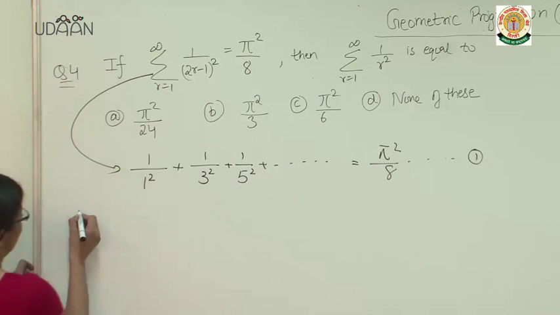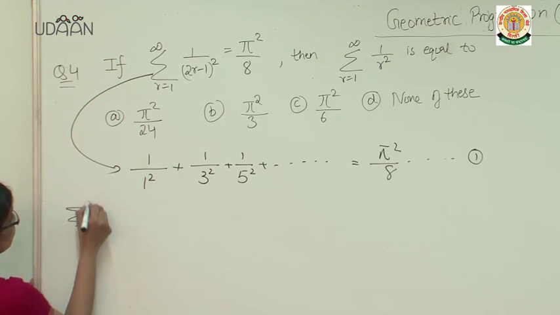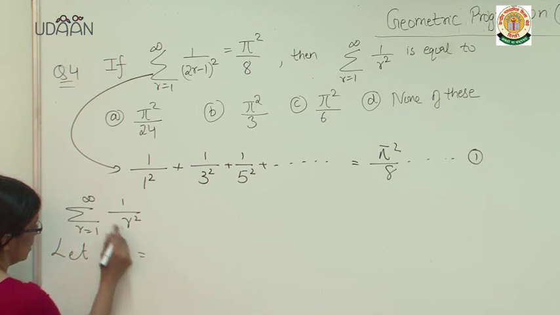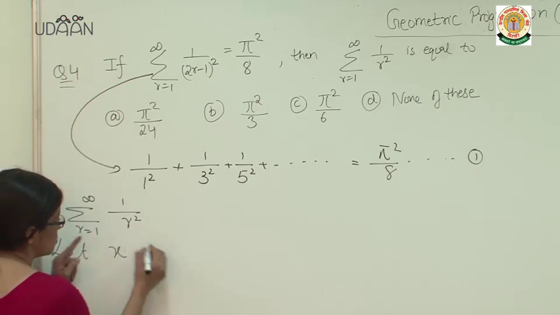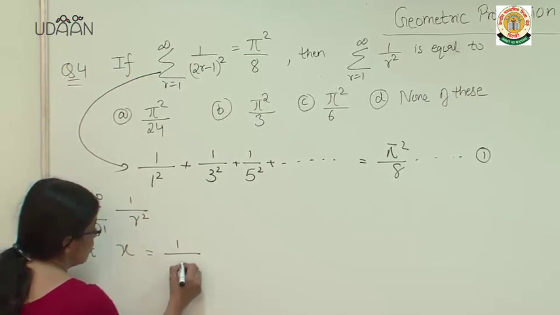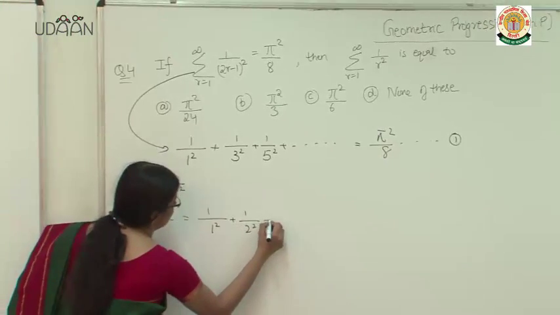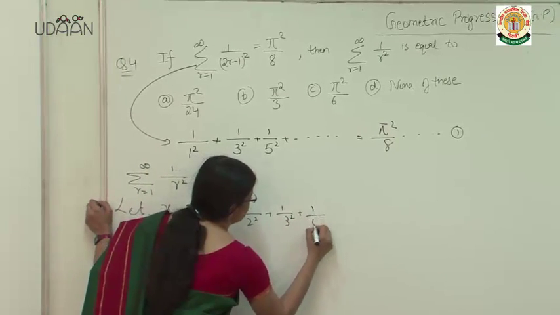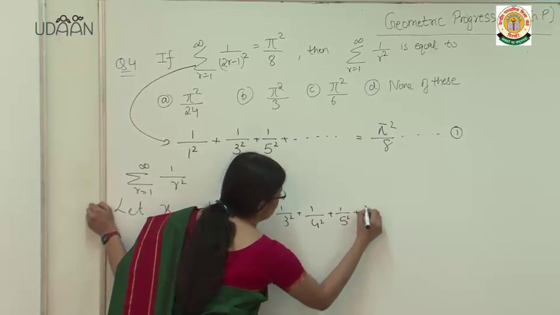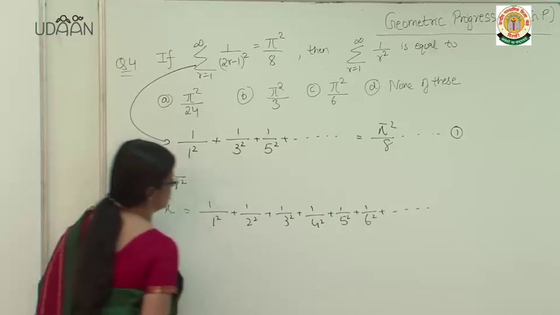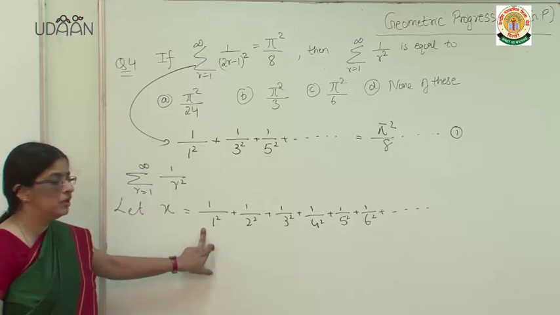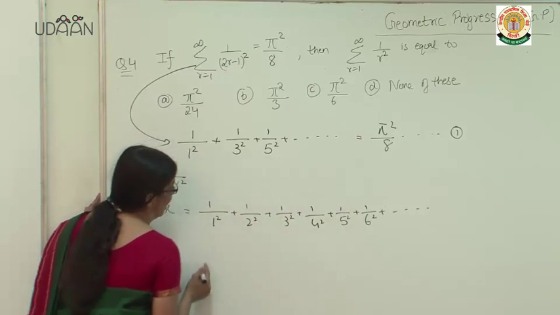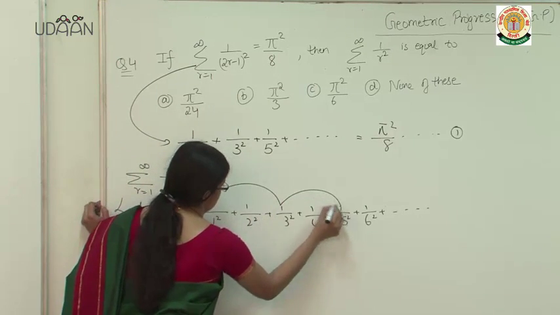We need to calculate the value of sigma r equal to 1 to infinity of 1 by r square. I am going to denote this series as x. Put r equal to 1, 2, 3, etc. Tell me, what's the series? 1 by 1 square plus 1 by 2 square, I'll write 3, 4 terms so that you'll get the pattern. 1 by 3 square, 1 by 4 square plus 1 by 5 square plus 1 by 6 square plus etc. up to infinity. We need to calculate the value of this series. For 1 by 1 square, 3 square, 5 square etc., the value is given.